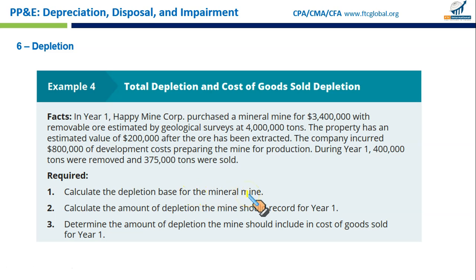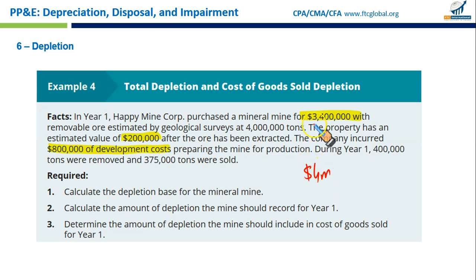For this, we need to first take the cost of land, which is 3.4 million, plus development cost. Development cost is given as $800,000, plus any restoration cost. There is no restoration cost, and from this total we deduct the residual value, and that is given as $200,000. So simply take these numbers, 3.4 million plus 0.8, that is 4.2 less 0.2. So it means the total depletion base would be $4 million.